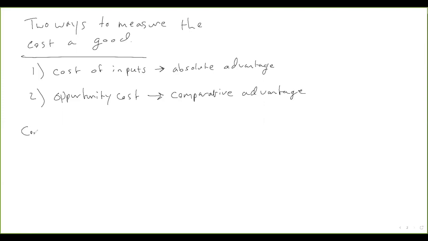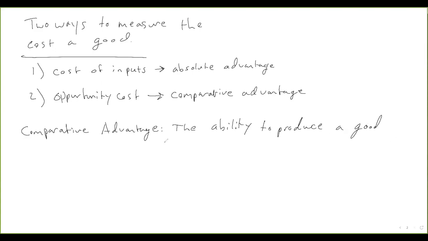And let's define that. We say that a country has a comparative advantage if they have the ability to produce a good at a lower opportunity cost than another producer.